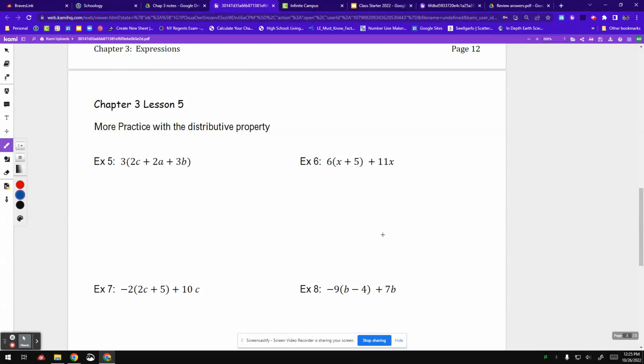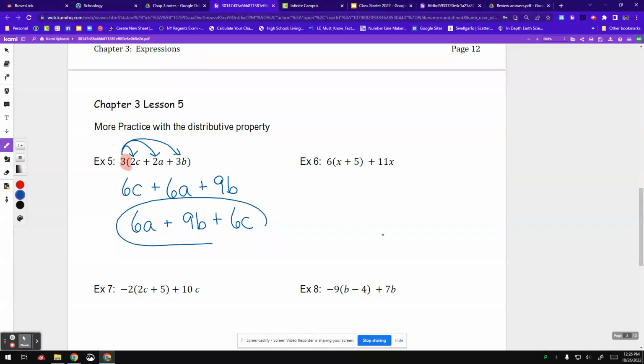This example has a number directly next to a parenthesis, so we're going to distribute, but it looks different than the others we've done because there's 3 terms. But that's okay. We're still going to distribute that 3 to all terms. And end up with this. Now, like I said before, we typically like to have them in alphabetical order. So I'm just going to rearrange them so the A and the B come before the C. But it's not mathematically incorrect if you have this.